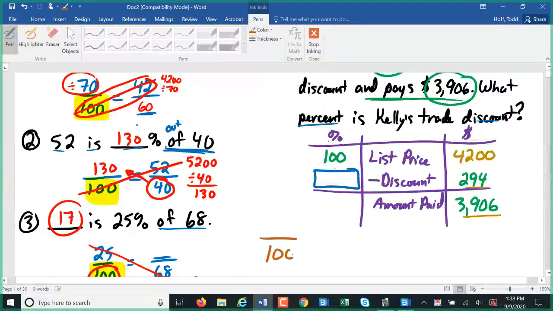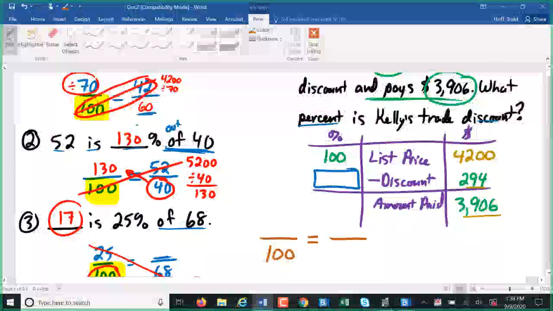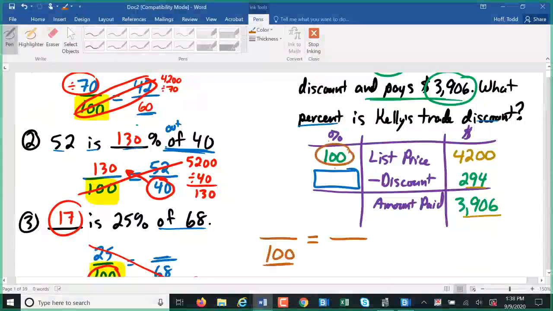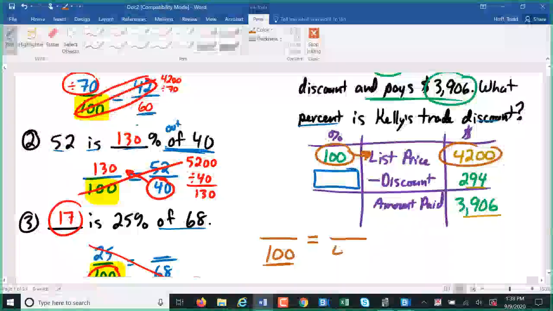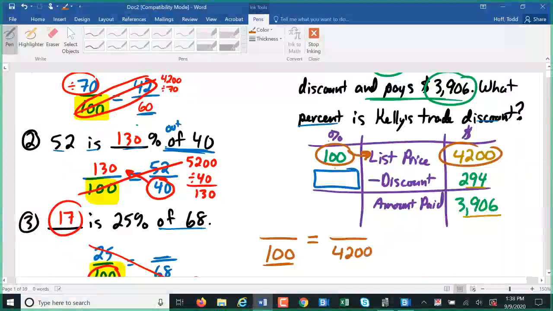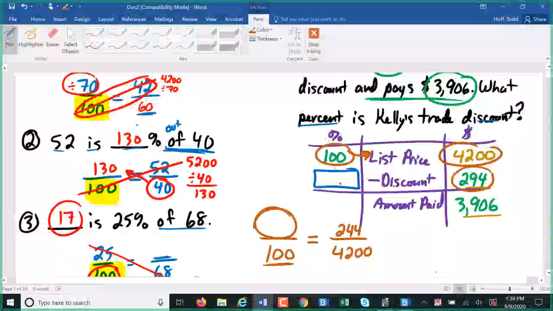So I can set up a proportion. Now notice the 100 here goes with the list price. The other number for list price was the 4,200. That has to go on the other side lined up with the 100. Things in our proportions have to line up. Now we're looking for the discount. We don't have the percent amount there. That's what we're looking for. But we do have $294 for the dollar amount of that discount.